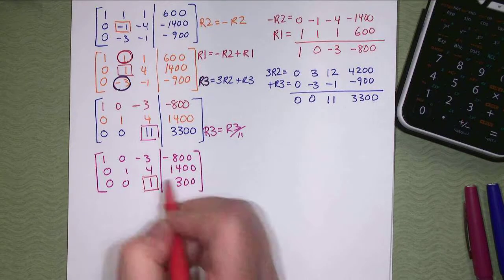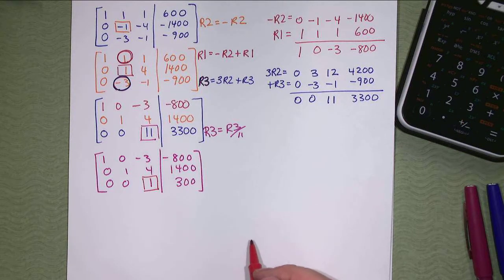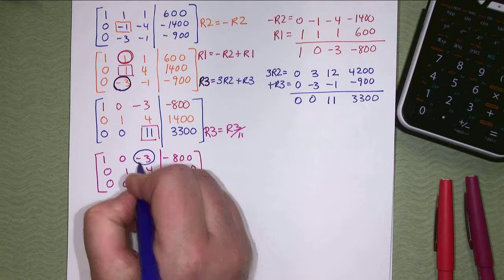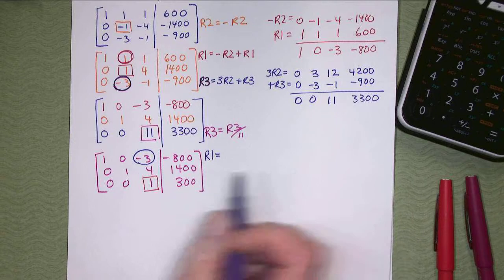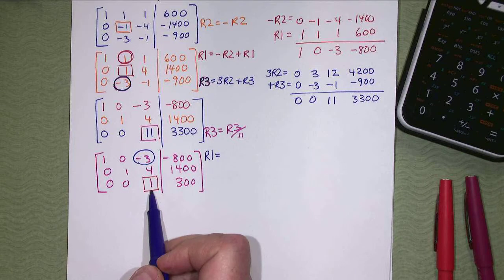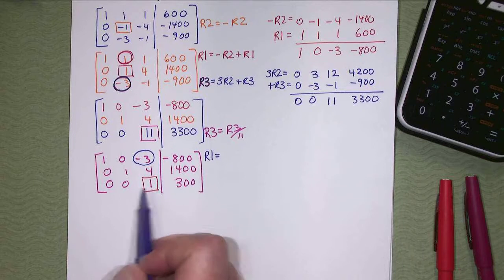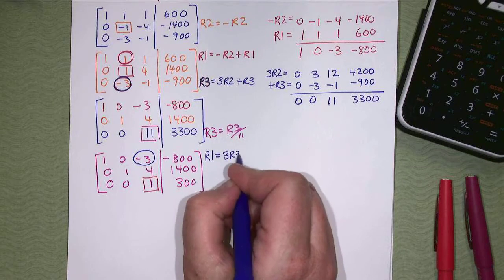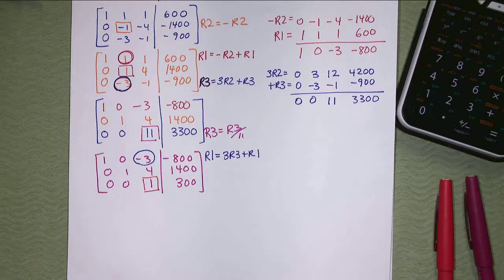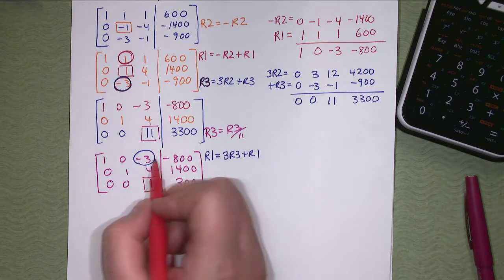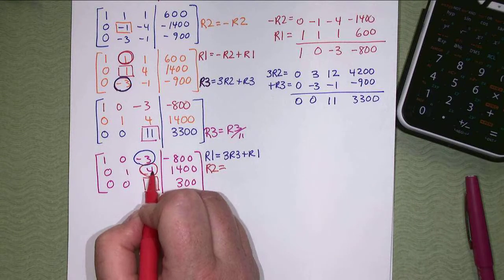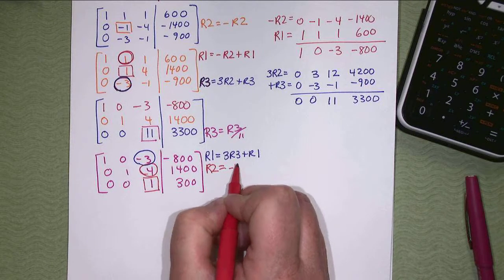And then we're going to use that 1 to make the zeros. So right here, that's in row 1. That's a -3, so the 1 has to be a +3. So 3 times, what row is the 1 in? Row 3. So 3 times row 3 plus row 1. And the 4 is in row 2. It's +4, so the 1 needs to be -4. So -4 times row 3 plus row 2.